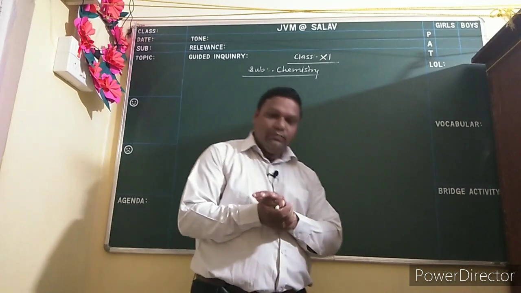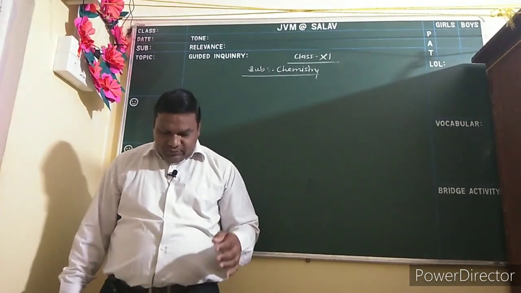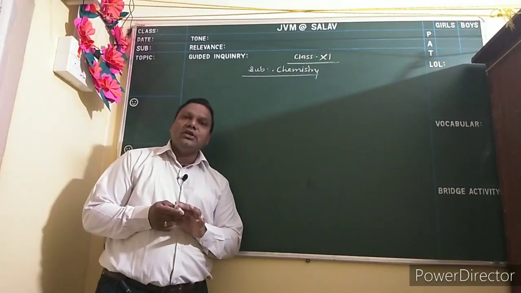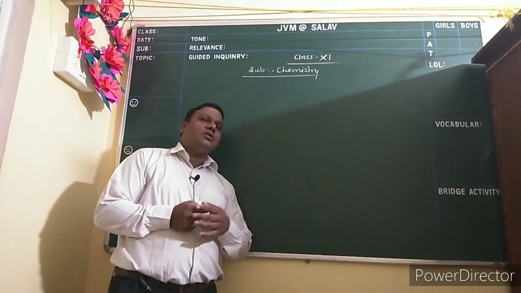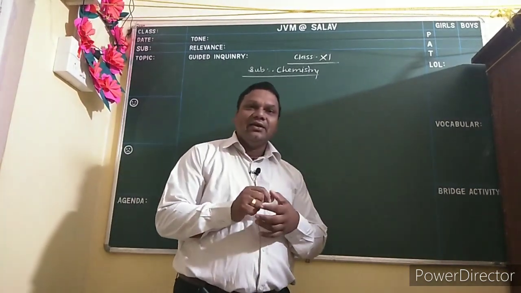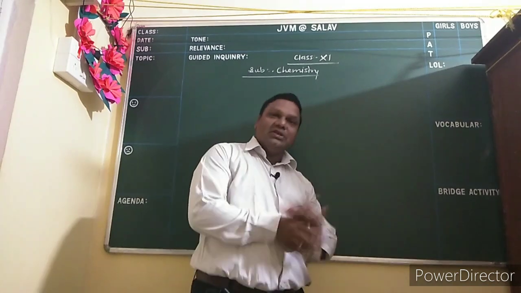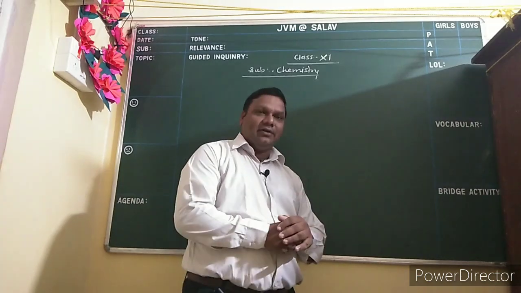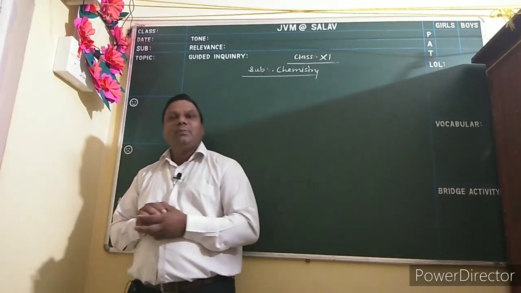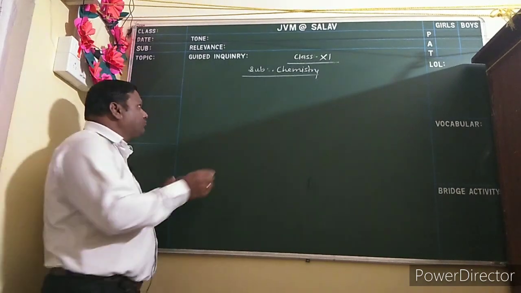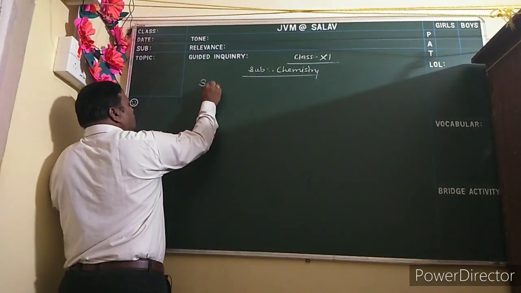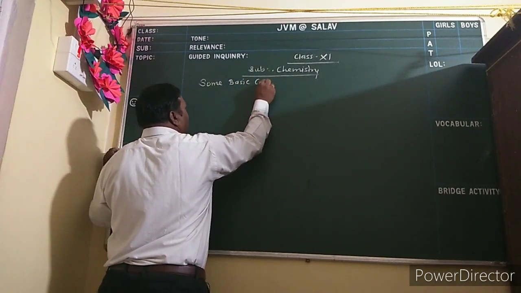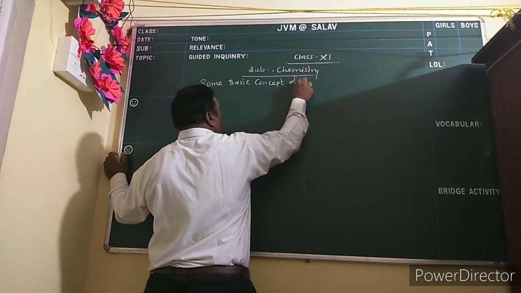Okay, good morning to all of you. Now this year in class 11th chemistry you have a total of 14 units. The day before yesterday I shared a syllabus of this class 11 chemistry with you, and you know which chapters will be there. So the first chapter is Some Basic Concepts of Chemistry.